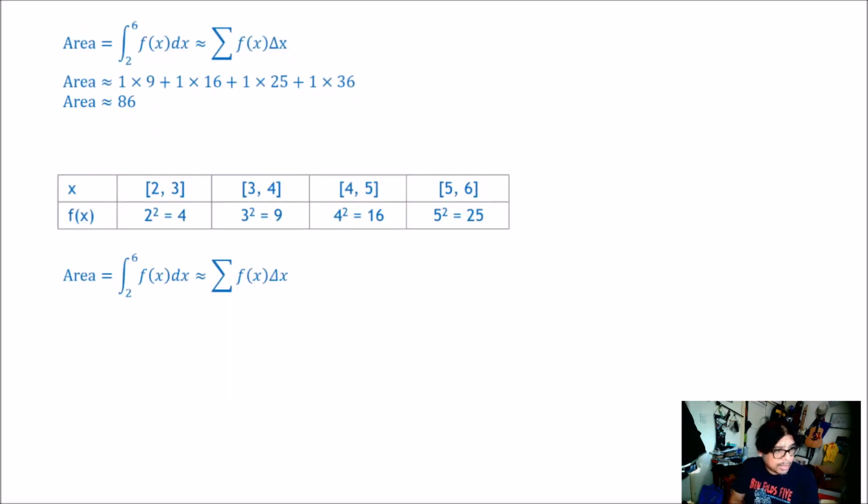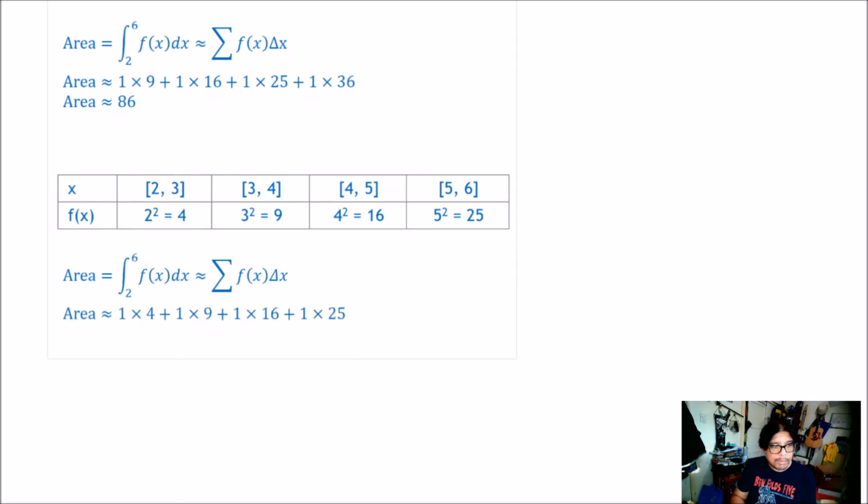Again, the area is the same thing as the definite integral between 2 and 6. And I'm just remembering that we had to make sure that f of x was either all above the x-axis or all below the x-axis. Since x squared is all above the x-axis, we don't have to worry about positive and negative area, if you will. So we're just going to add together all of the f of x multiplied by delta x's.